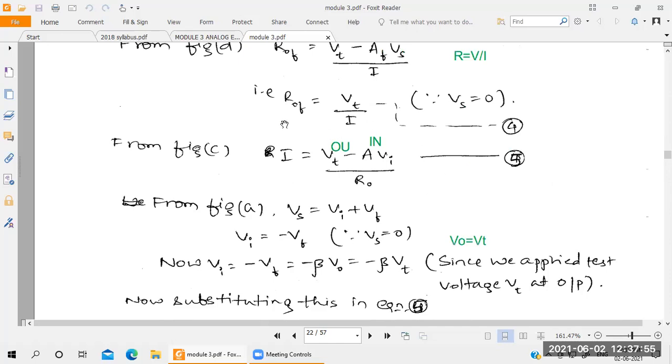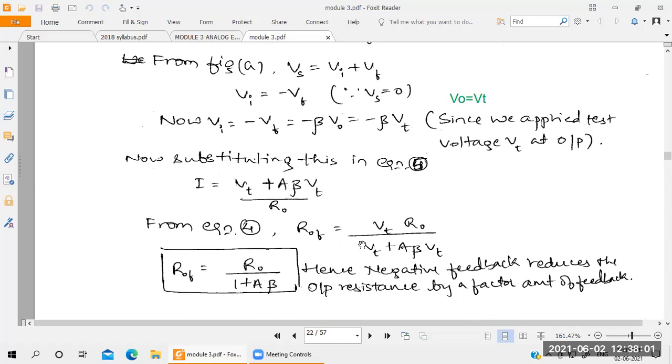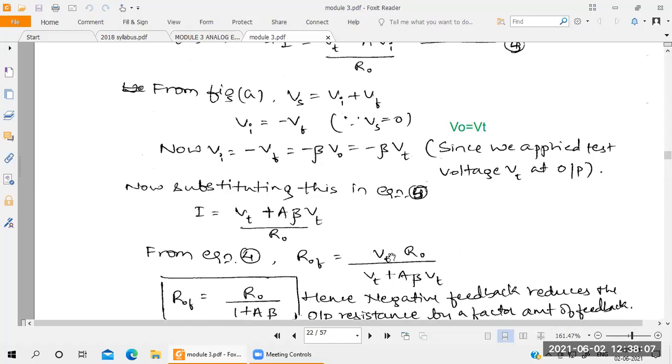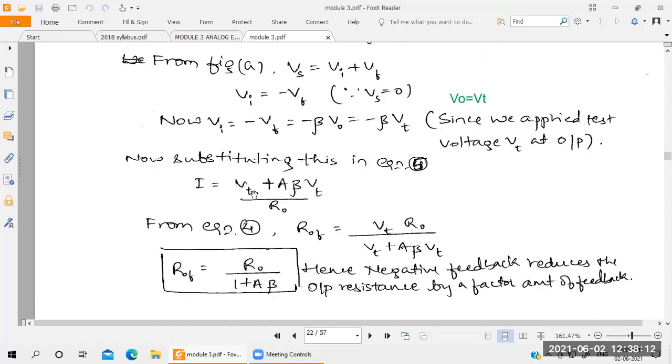Then take equation number 4 here, which is Vt by I. Substitute I: Vt plus A beta into Vt, divided by R naught. After simplification, what do you get? Vt into R naught, divided by Vt plus A beta into Vt. Understood? Then you take Vt common outside, and it will cancel. So what is the final equation now? R naught divided by 1 plus A beta. This is the final equation.